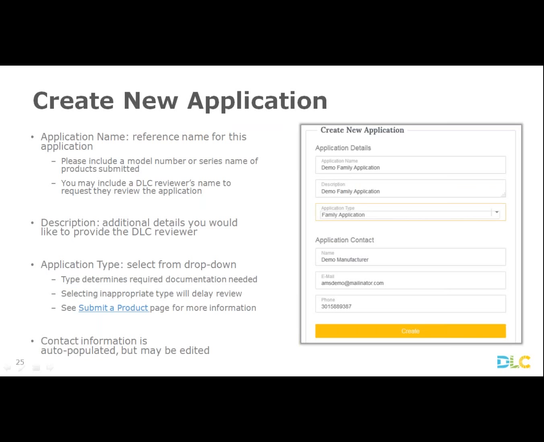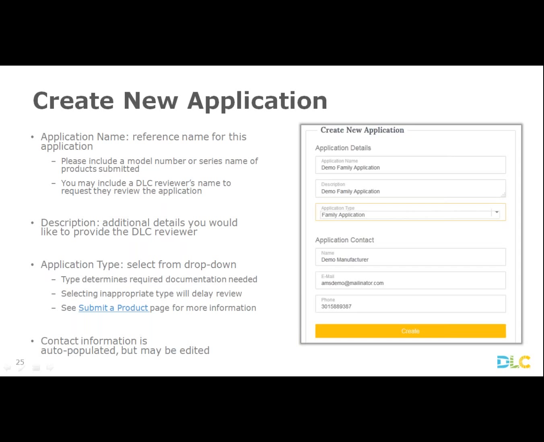So clicking Create New Application will prompt this window here. There's a few things going on with each of these boxes, so each of them have a pretty significant impact on what your submission is going to look like and what things you're going to be prompted to enter in when you're submitting. This first box, application name, so what we recommend is adding the general series number of the product group that you're looking to submit under.